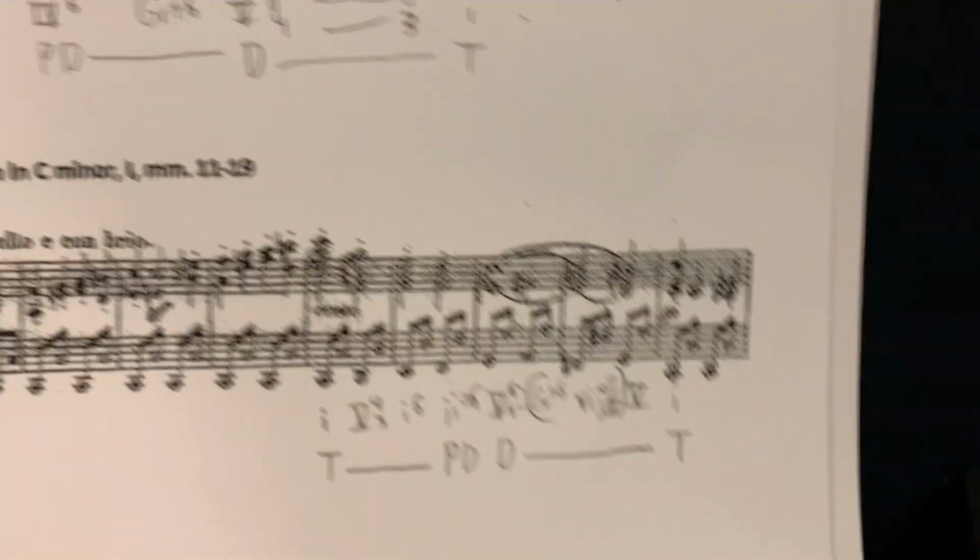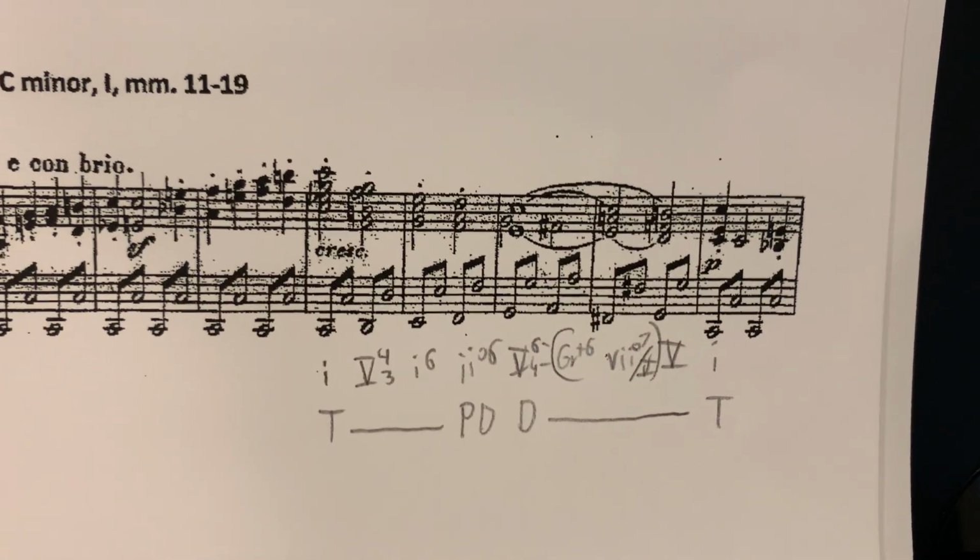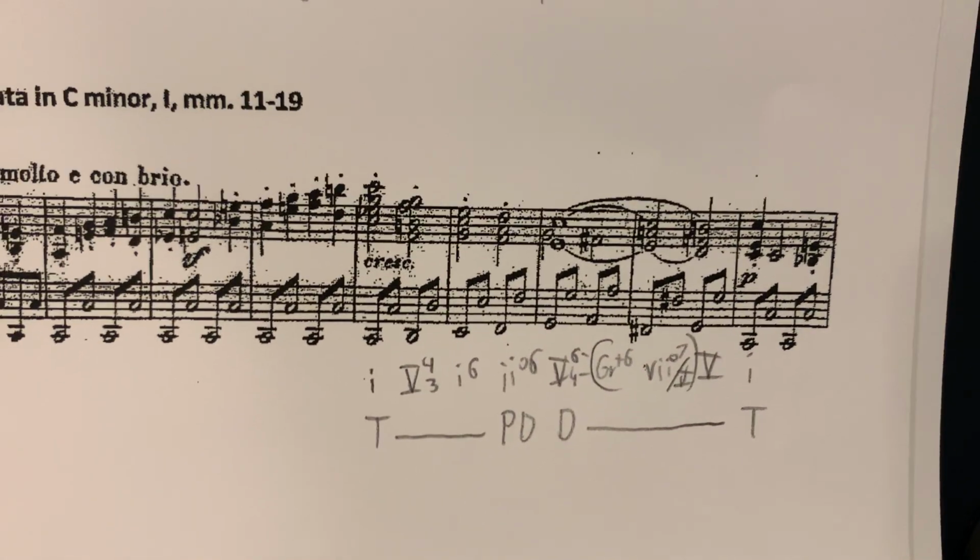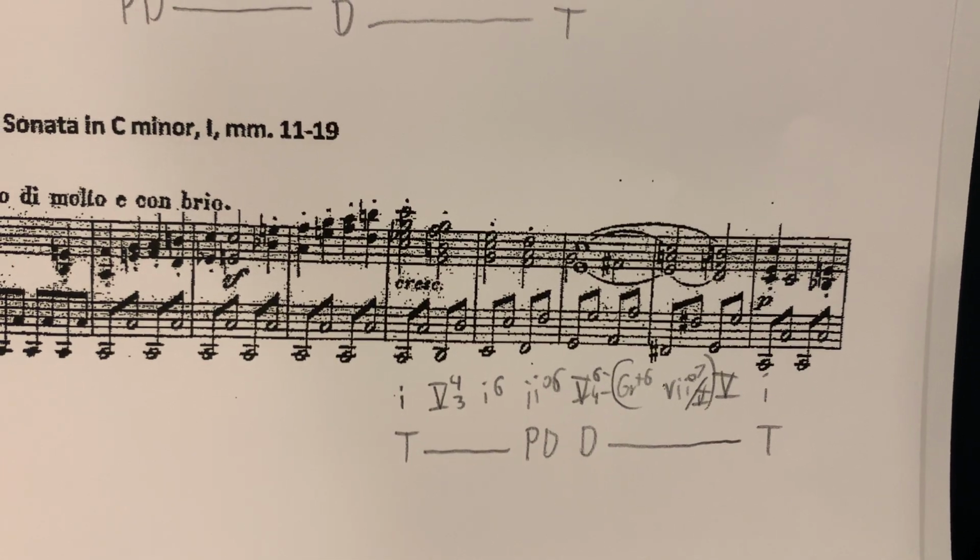So 1, 5, 4, 3, 1, 6. Now we get the predominant. All right, and then we're going to land on the 5, cadential 6/4. But instead of just going like this to 5, we go. Kind of neat the way the dominant is being prolonged by the augmented 6 chord, kind of in combination with the 7 diminished 7 of 5.